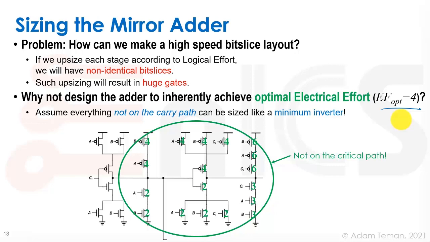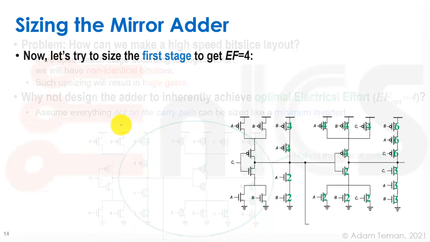For a first stage of how to plan this, we're going to do something really trivial. Everything on this side is not on our critical path. The only thing on our critical path is getting the carry out over to here. So everything not on our critical path, we can size as a minimum size inverter: 2 and 2, 4 and 4. All of these guys create the sum and are not on our critical path, so we can make them minimum size. That's to start. All we have to worry about is sizing this stuff over here, and let's see if we can do it so we get an electrical effort of 4.